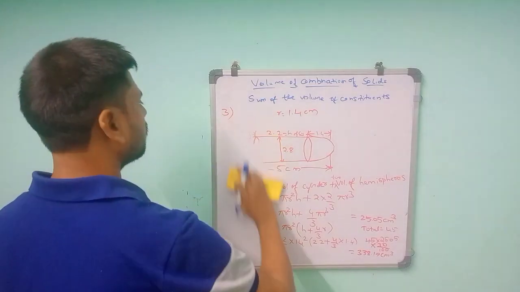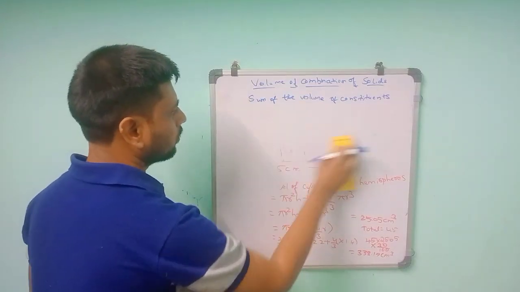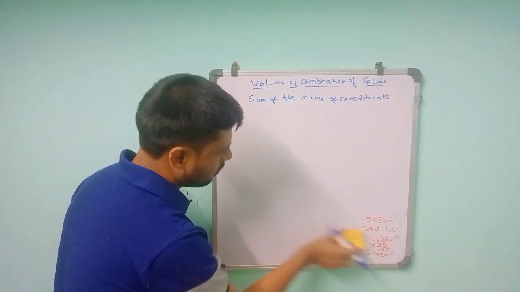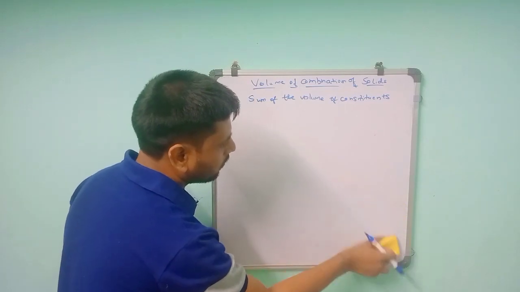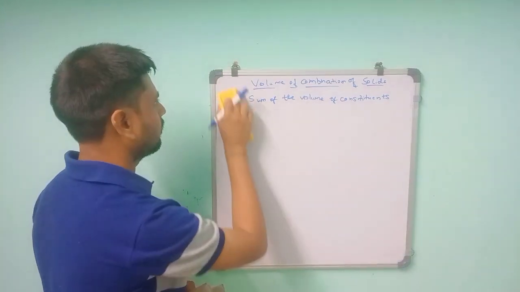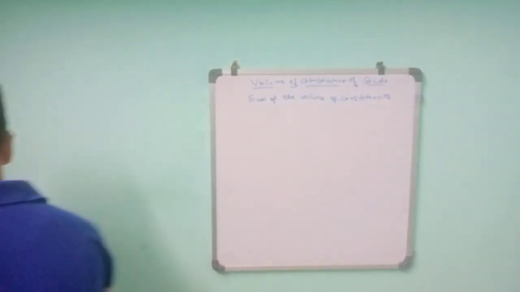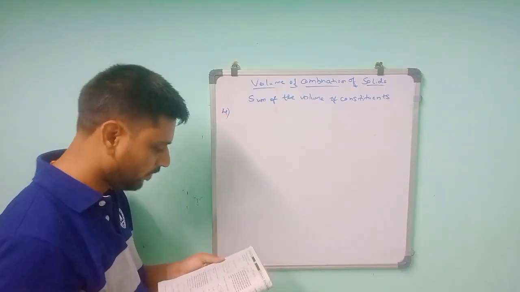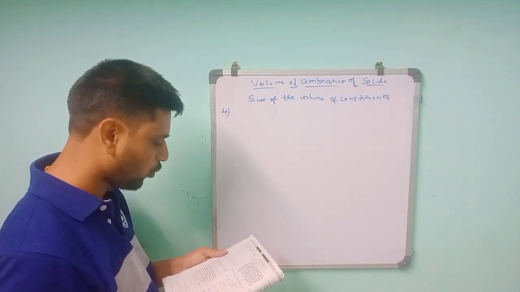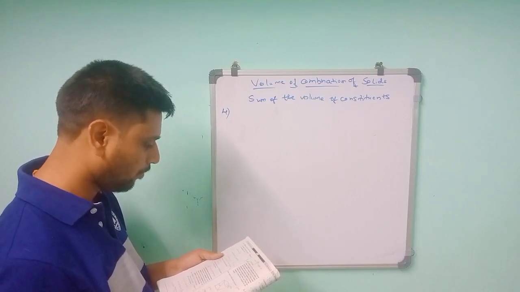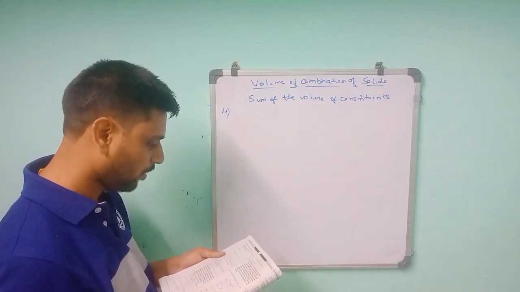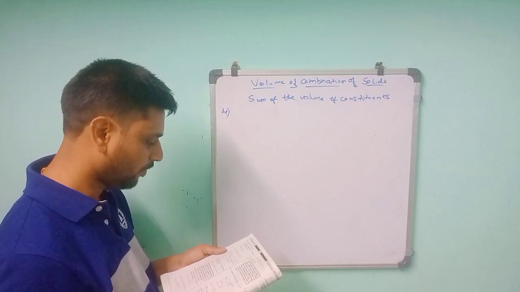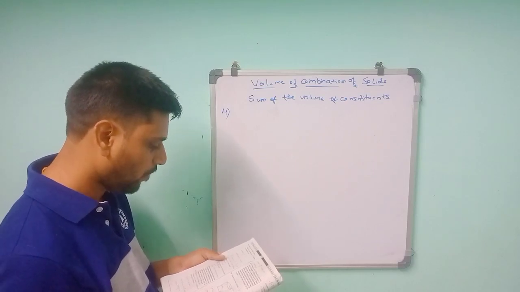Then the fourth one. Fourth problem. A pen stand made of wood is in the shape of a cuboid with 4 conical depressions to hold pens. The dimensions of the cuboid are 15 cm by 10 cm by 3.5 cm. The radius of each depression is 0.5 cm and the depth is 1.4 cm. Find the volume of the wood in the entire stand.